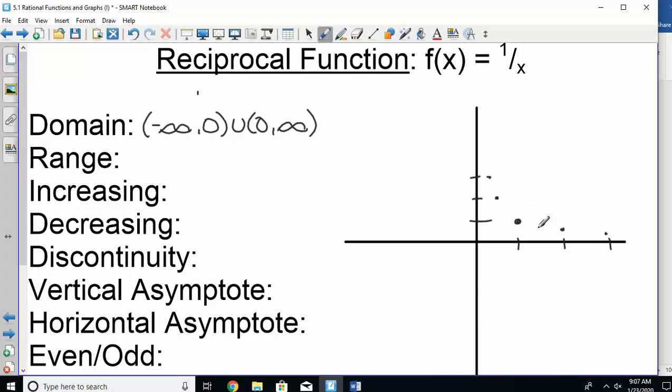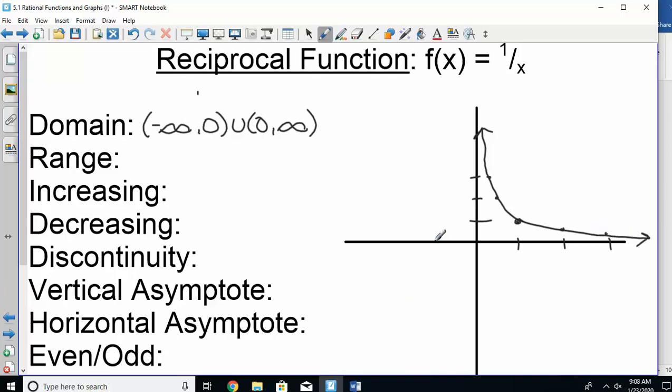Can I plug in 0? No. So what we're seeing is this is getting closer to my axis, but we know it can't equal. No matter what I plug in for my x, will 1 divided by something ever turn into 0? No, I'm still going to be getting these positive answers. It's just approaching the x-axis.